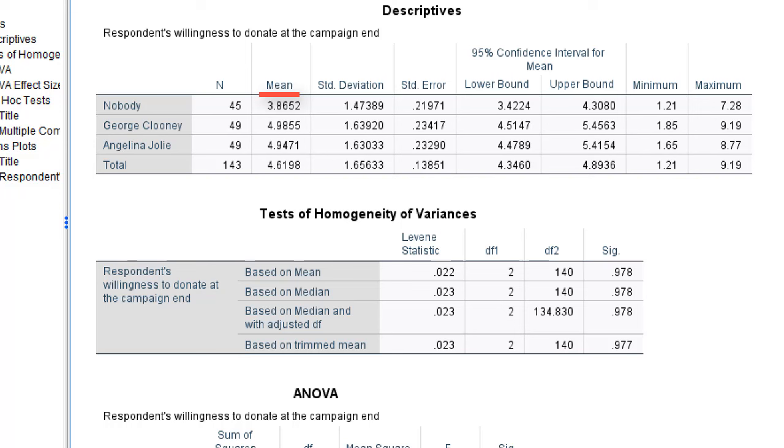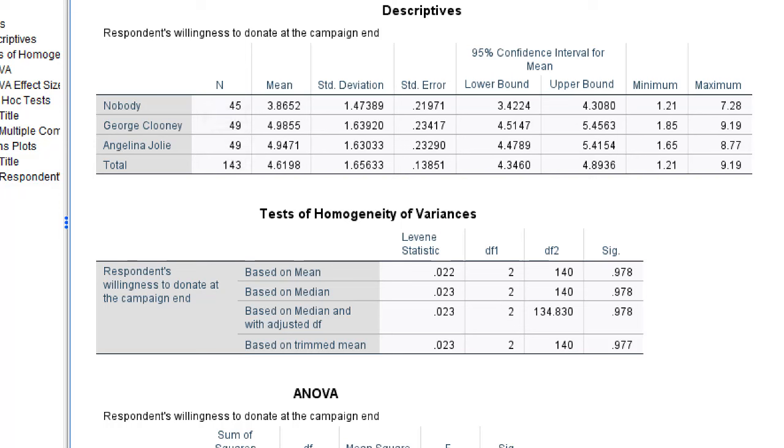They tell us that willingness to donate is on average lower if there is no celebrity endorser. We can check the size of the groups here. The groups are of fairly equal size. The difference between the smallest group, which has size 45, and the largest group containing 49 respondents is less than 10%. So we meet the assumption that the groups are of equal size.